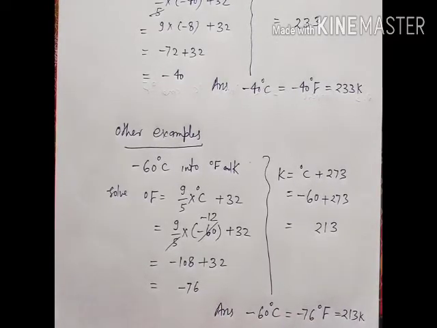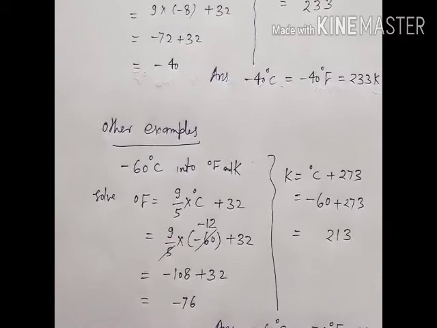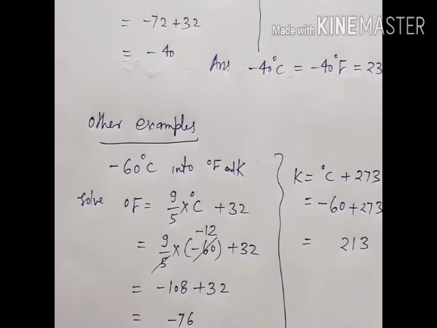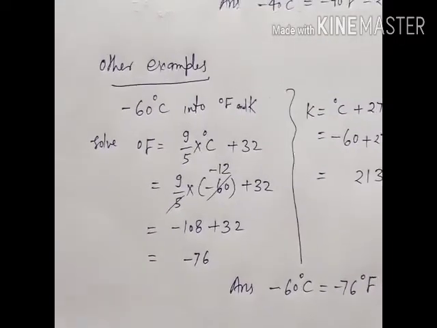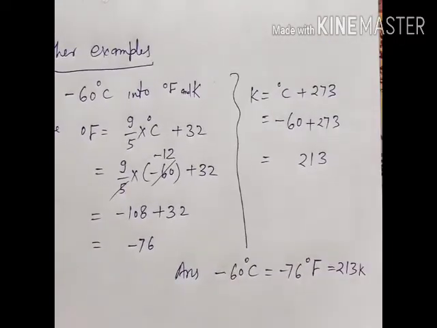Dear students, now we have to solve another question. You have to understand very clearly. This is the answer: minus 60 degree C is equal to minus 76 degree F is equal to 213 Kelvin.